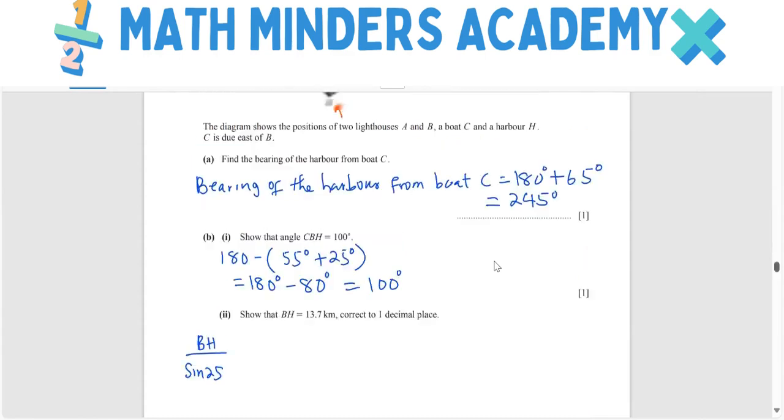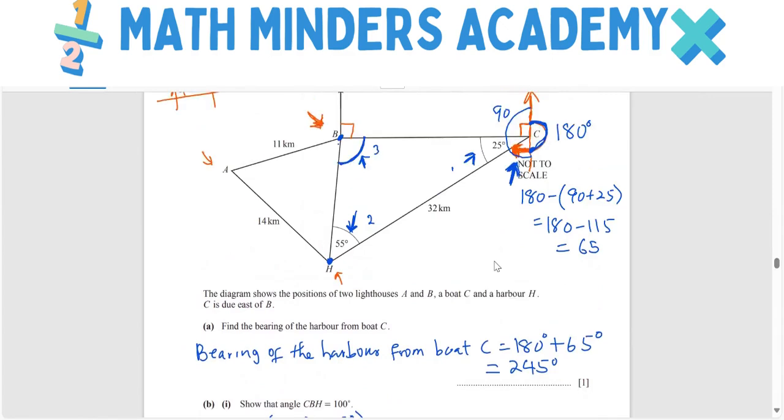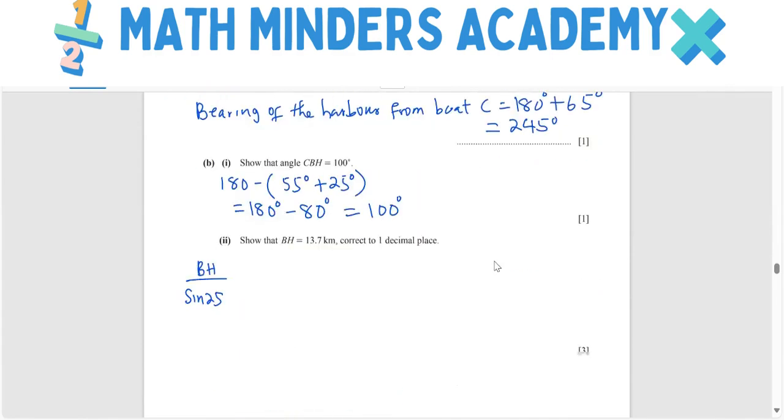Let's go back to that. Look at the side BH, it is facing this angle here, 25 degrees. Look at that, it's facing 25. And then we look at which one is facing 32. That is this angle here, which we got as 100. So we are going to do 32 over sine 100 degrees.